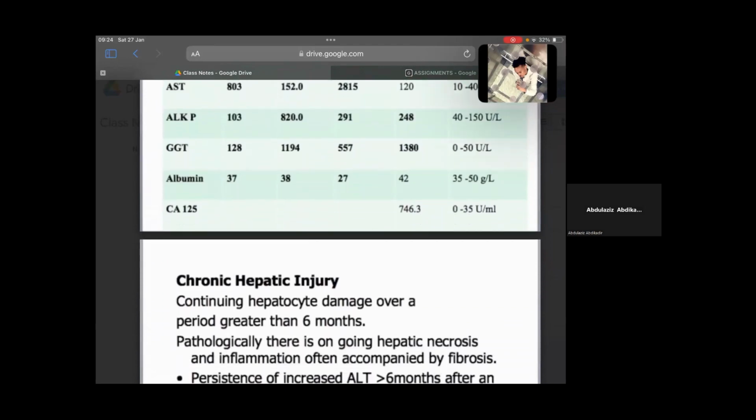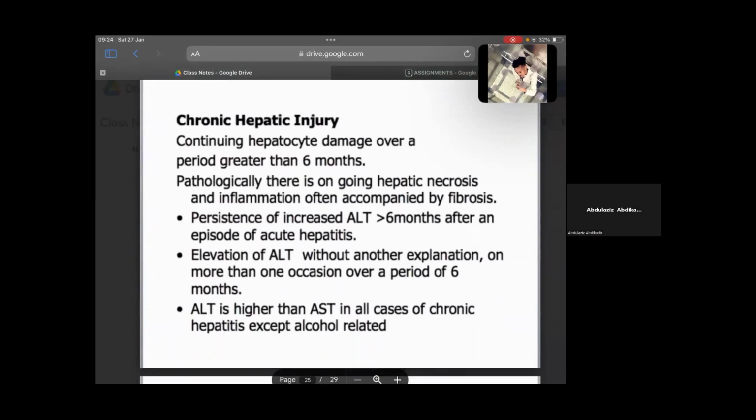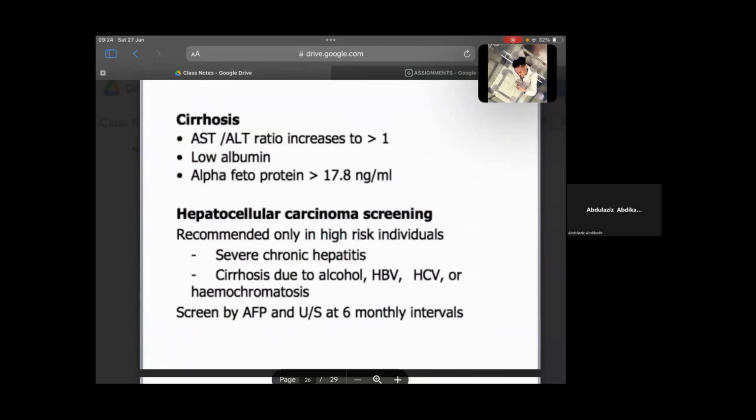So for chronic hepatic injury, cirrhosis and hepatocellular carcinoma, remember, it is more than 6 months. I was telling you for the AST to ALT ratio, AST is normally twice the ALT, or you can say the ratio is greater than 1. Remember, the liver is damaged, the cirrhosis is causing liver failure, so there will be low albumin. That's why patients with cirrhosis and liver failure will have ascites, fluid in the abdomen, lower limb swelling, and fluid in their face. This patient will be having fluid everywhere.